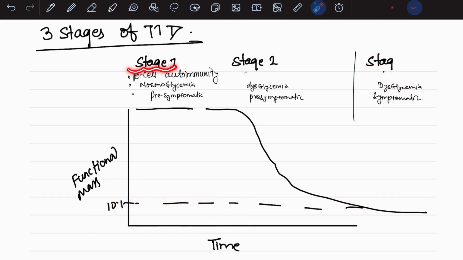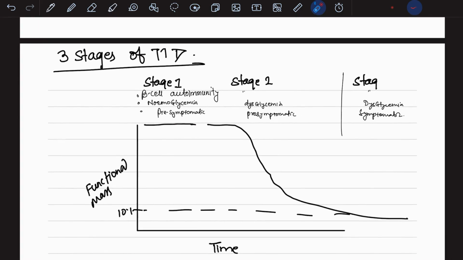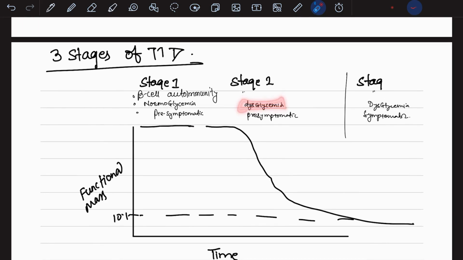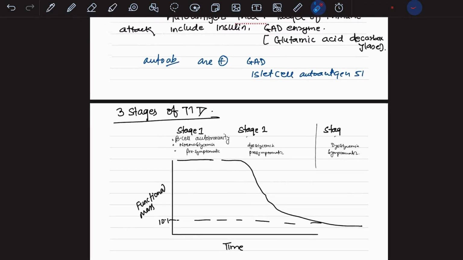In stage 1, autoimmunity, that is autoantibodies, will be present, but glycemia, if we check it, will be normal and no symptoms will be seen. In stage 2, dysglycemia can be seen and the beta cells start to deteriorate or get killed. When 90% of the cells get killed, the symptoms start to appear. This is regarding the stages of type 1 diabetes.